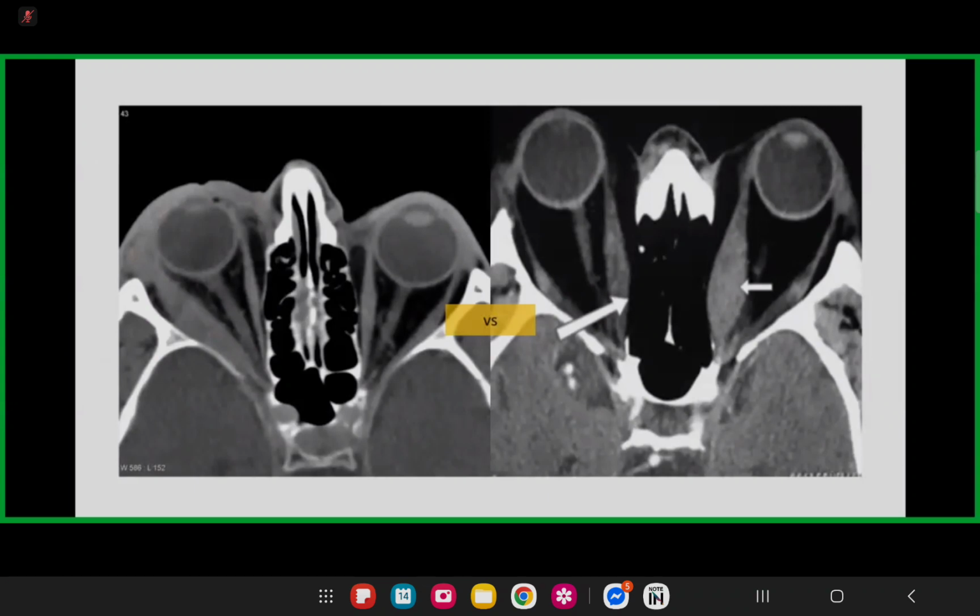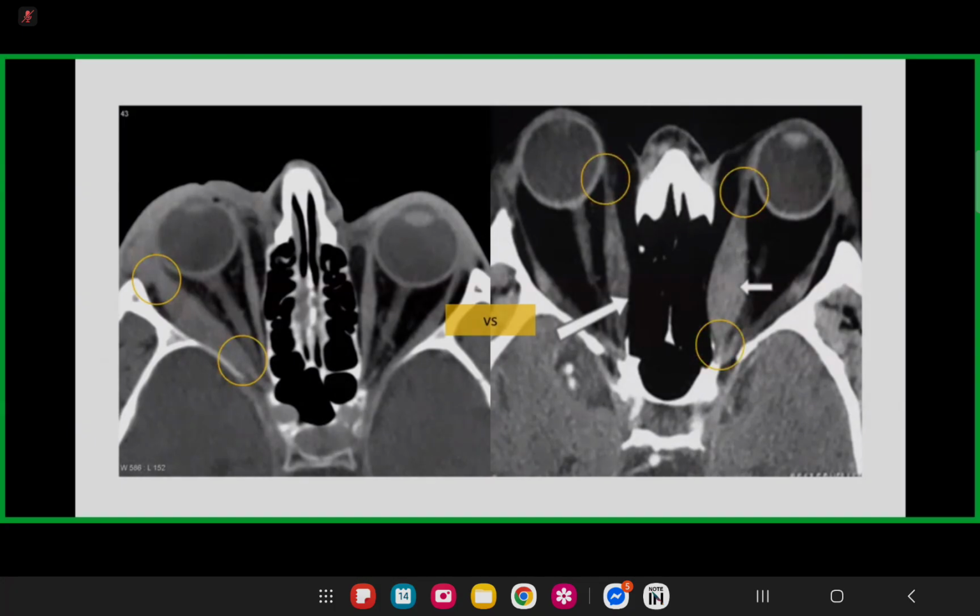Okay, so if you look at the two photos, on the right side, this was the previous photo of the patient with TED. But when you compare it to the left CT scan, you see that there is more uniformity in the inflammation of the muscles, including the tendons. So when you see a more diffuse inflammation involving the tendons, then this is most likely your NSOI.